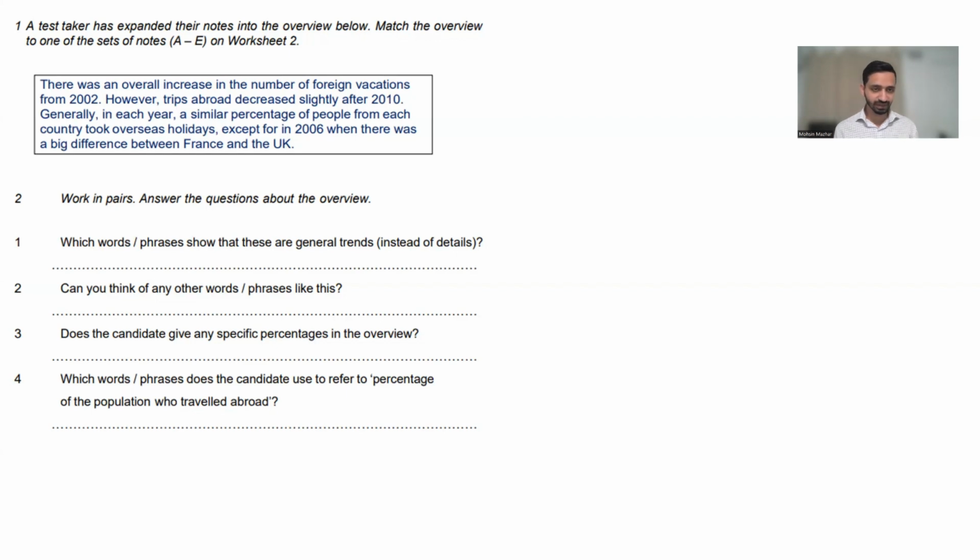Number 3, does the candidate give any specific percentage in the overview? Yes or no answer. Is it talking about a specific percentage or is it not? Which words or phrases does the candidate use to refer to the percentage of the population who traveled abroad? Think about what word he's using there, and write that down. Pause the video here and do this exercise on your own as well. These are two exercises that you're doing at the same time, and when you come back, we will review the answers.